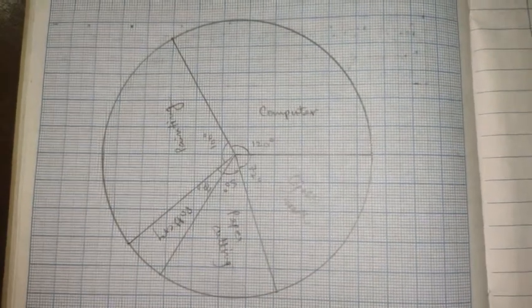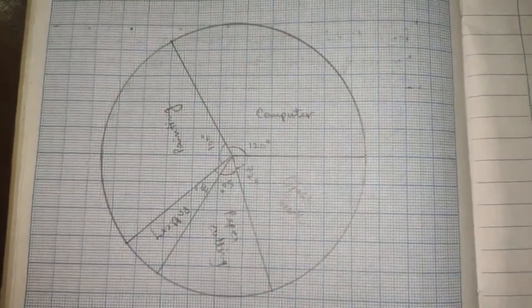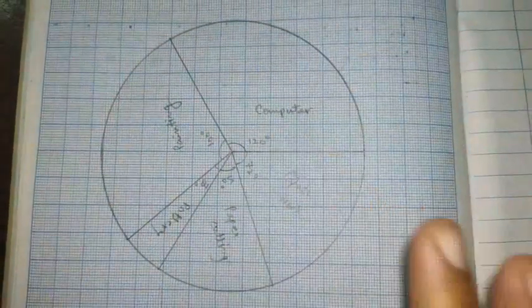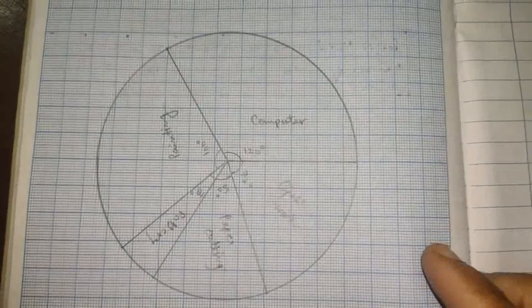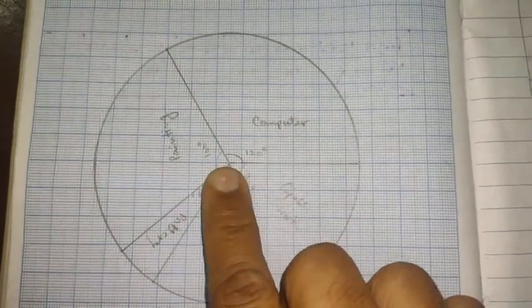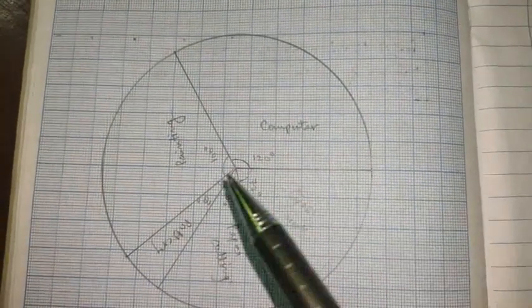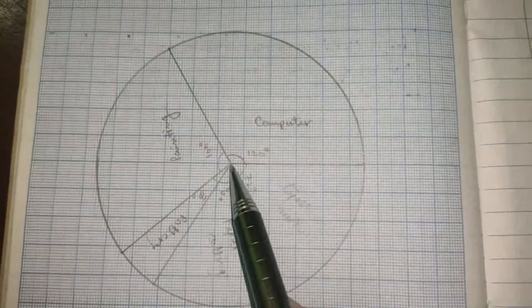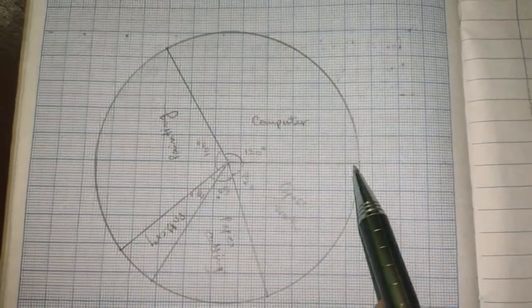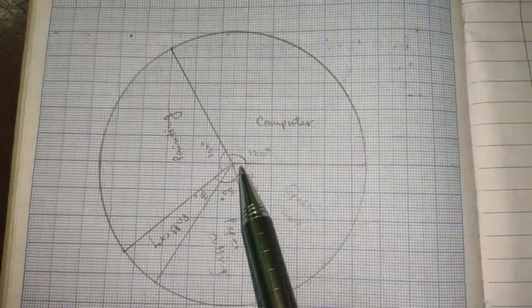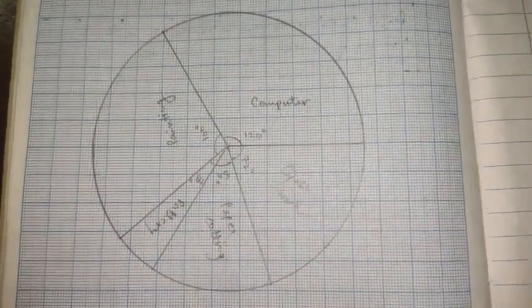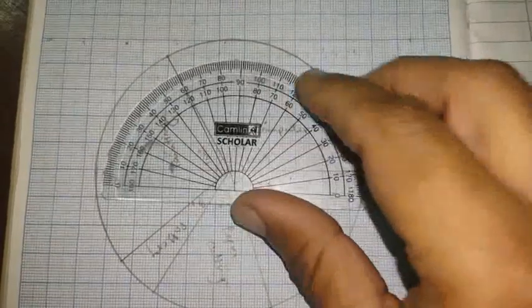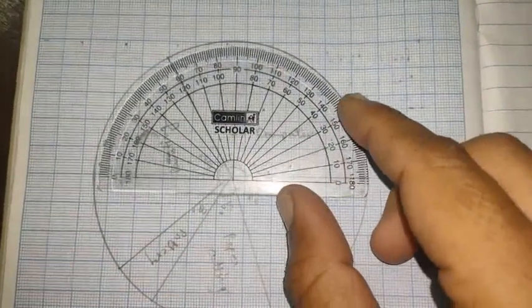Now for expressing the data on a pie chart, first you draw a circle of any radius; that depends on you. Then in that circle, taking a point as the center, like I've taken this point, I draw a horizontal line with the help of a ruler. Then on this horizontal line, taking this point as the center of the circle, I place the protractor. This is the protractor, you must have seen it.